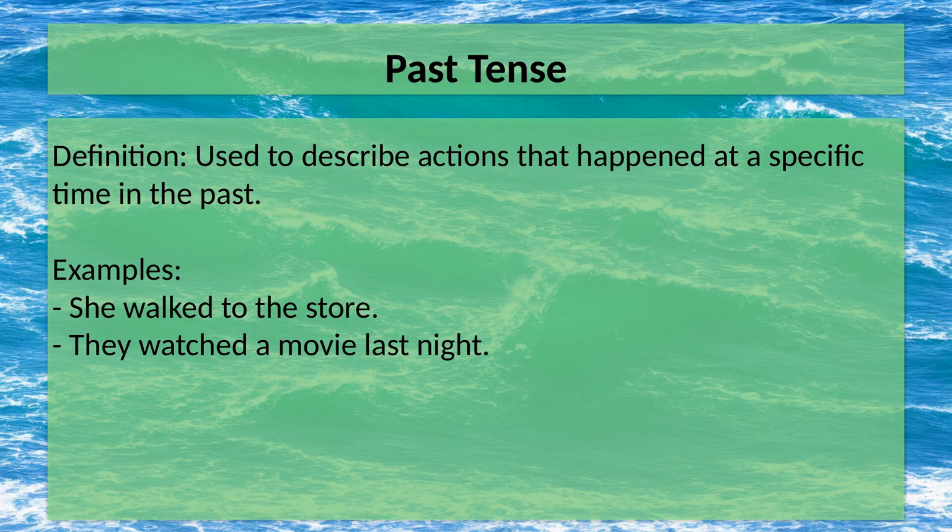First, we have the past tense. It's used to describe actions that happen at a specific time in the past. For example, she walked to the store. They watched a movie last night. These sentences tell us about actions that were completed in the past.